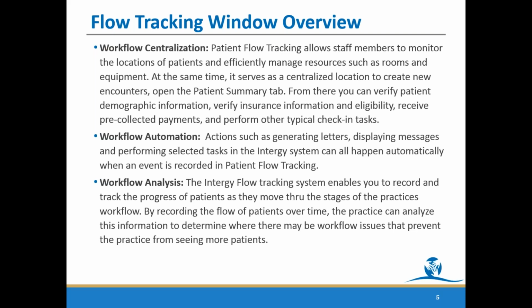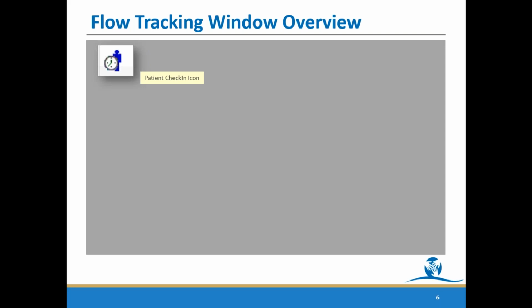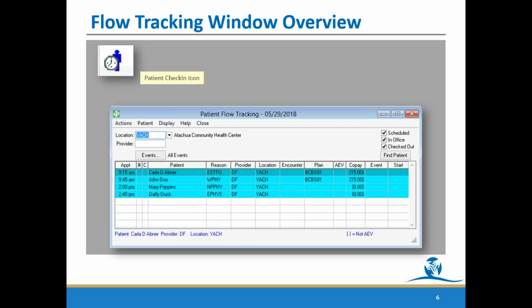And these are just a few of the main benefits of using this window. To access the flow tracking window, everybody knows the blue menu. You need to click the check-in icon, and that's what displays the patient flow tracking window. And this is what it looks like. We will be going into the patient training data set in a few minutes. I just wanted you to see, for those of you that are not in Intergy on a regular basis, what the window looks like.